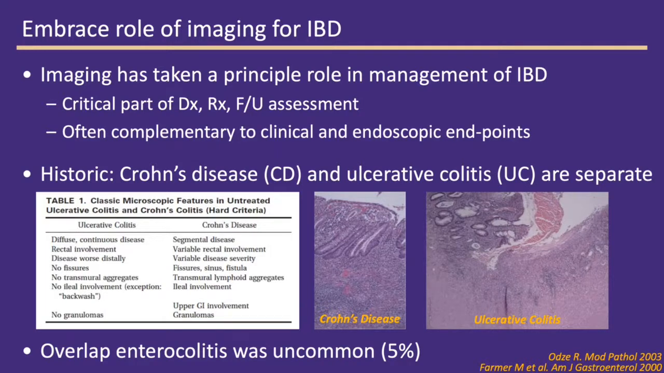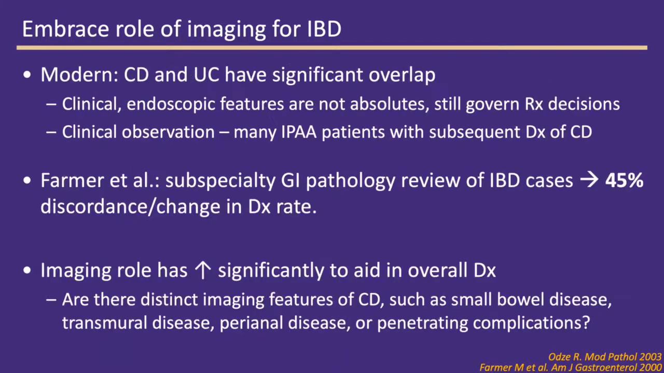Historically, we used to think of Crohn's and ulcerative colitis as two separate entities with distinct phenotypes that are listed here, and that the overlap between them was relatively uncommon. But the reality is that there is significant overlap, and there is a significant percentage of patients that present in an indeterminate category initially, where the clinical features or the endoscopic features or the imaging features are not necessarily definitive for ulcerative colitis or Crohn's disease.